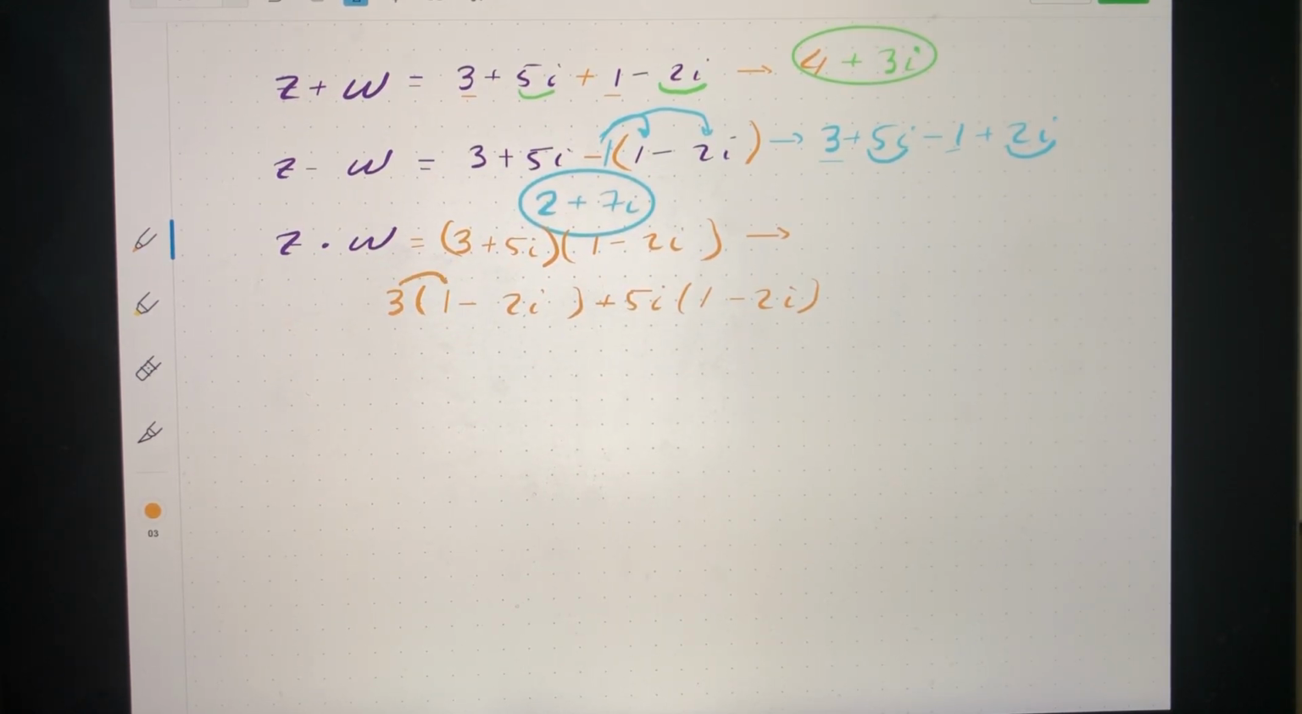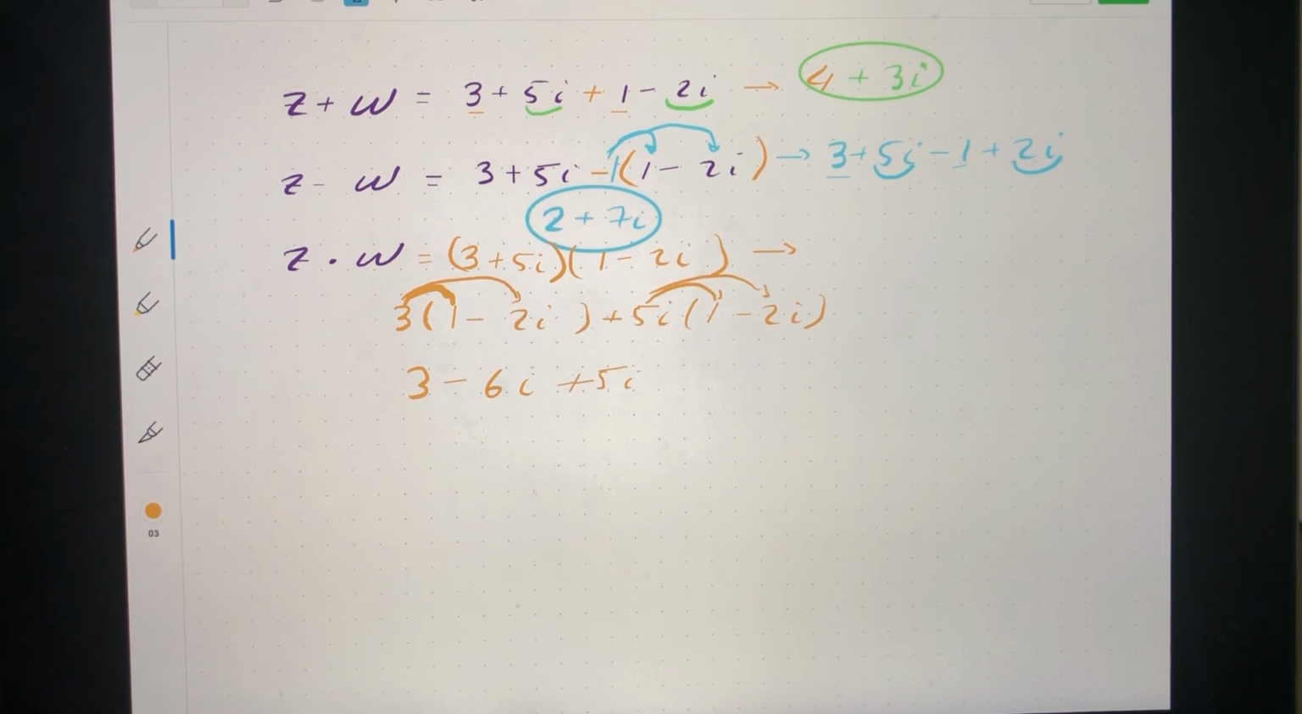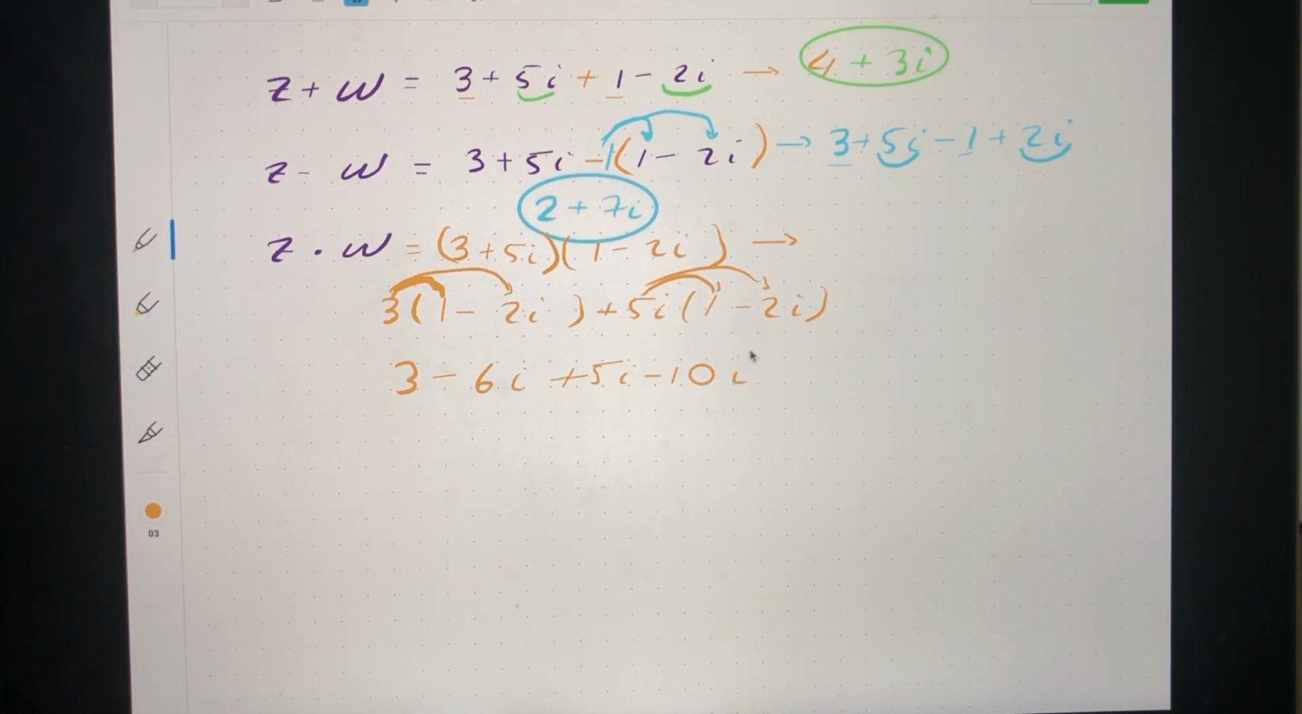3 times 1 is 3. 3 times negative 2i is negative 6i. 5i times 1 is 5i. 5i times negative 2i. Now here is where the tricky part comes, because 5 times 2 is 10, minus 10, but then i times i is i squared.